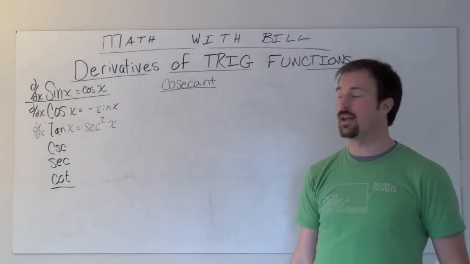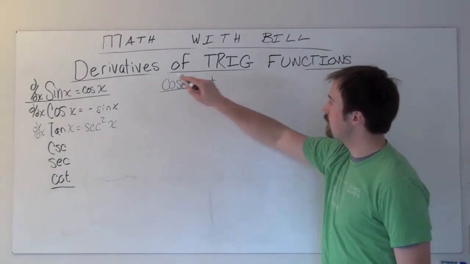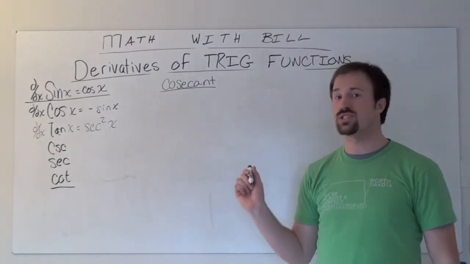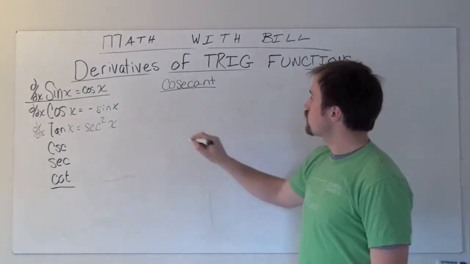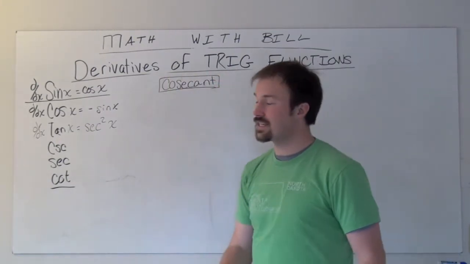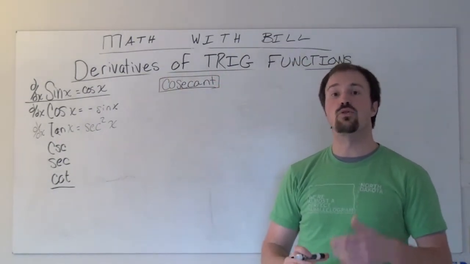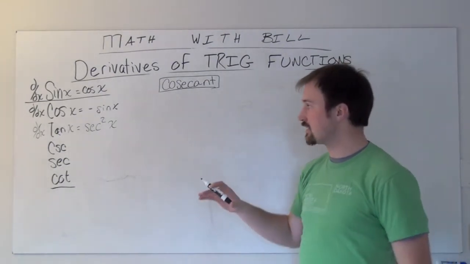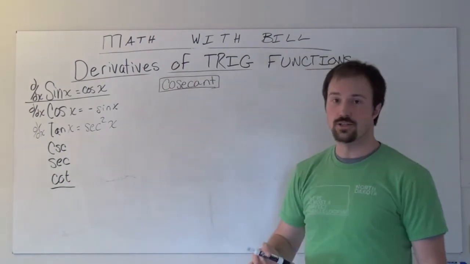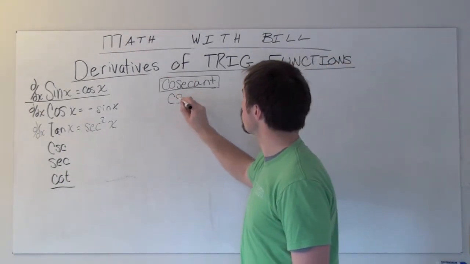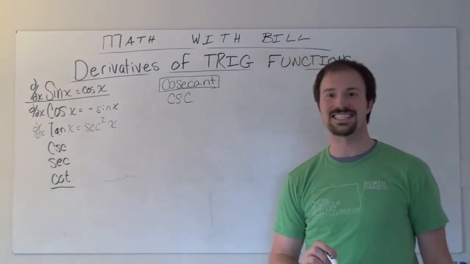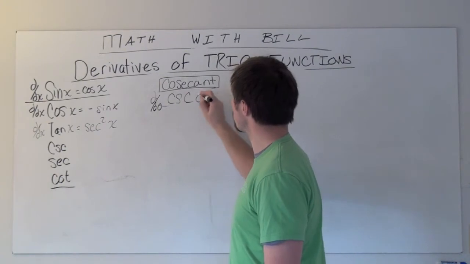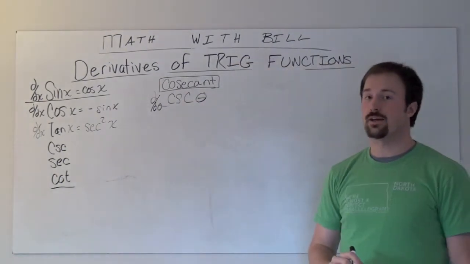My name's Bill, and today in this video we're looking at derivatives of trig functions. The trig function we're going to look at in this video is cosecant. If you've seen the tangent video, you know that from now on we're no longer doing limit derivatives, but what we are doing is using previous knowledge. So I'm going to take cosecant, more commonly abbreviated as csc, and take the derivative of cosecant theta with respect to theta.